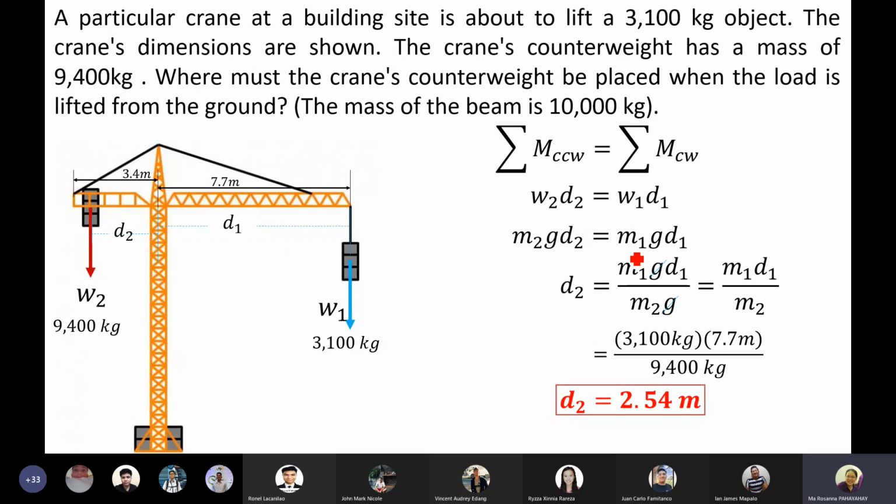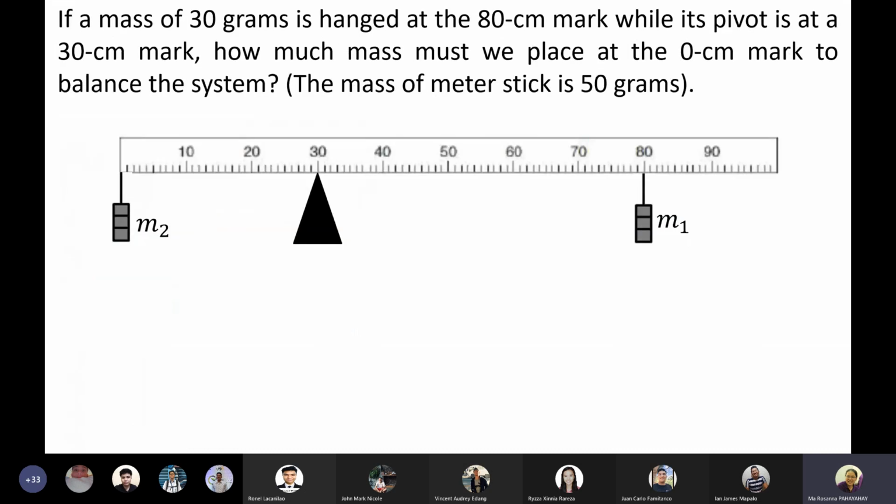Because ang restriction sa ating crane problem is yung length ng ating jib, yung length ng ating moment arm. So that is basic. So hopefully you understand this one. Now, this one is part of the problem in the video. Isa to doon sa mga problems. Kailangan ko lang siya i-discuss sa inyo kasi hindi ko pa na-discuss sa inyo. So, this is a problem. If a mass of 30 grams is hung at 80 cm mark while its pivot is at 30 cm mark. Ibig sabihin ng pivot, yung support.